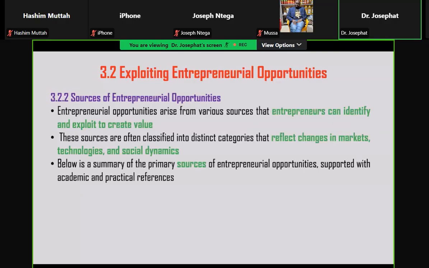So that's the first element, on the basic concept of exploiting entrepreneurial opportunity.